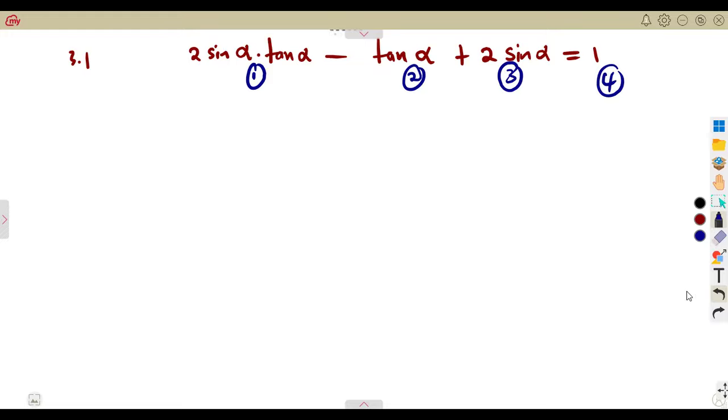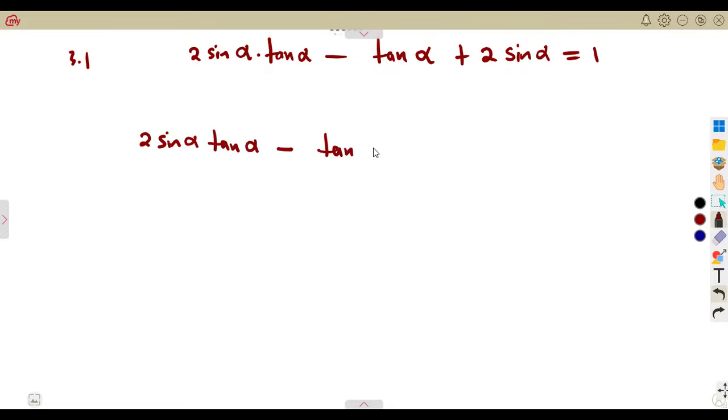So there we can think of factorization by grouping, where we can take the 1 to the other side, then we can try to factorize. So this is going to be 2 sine alpha tan alpha, minus the tan of alpha, like this, plus 2 sine alpha. Then taking this 1 to the other side of the equation, that was going to be a negative 1, and this is equal to 0. With our 4 terms, we're going to try to group them into 2.